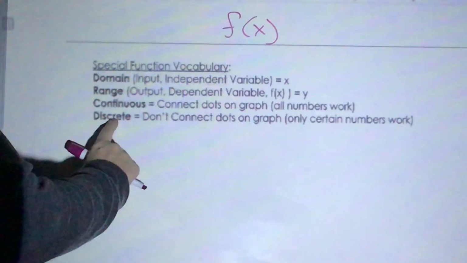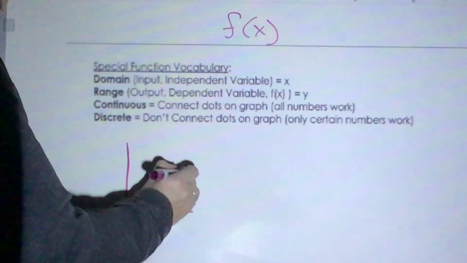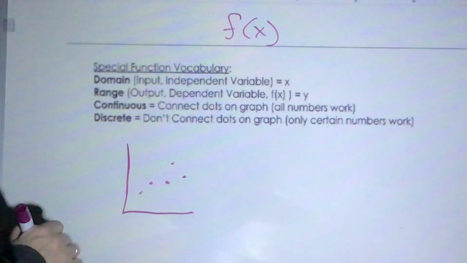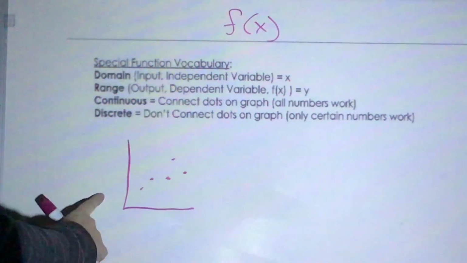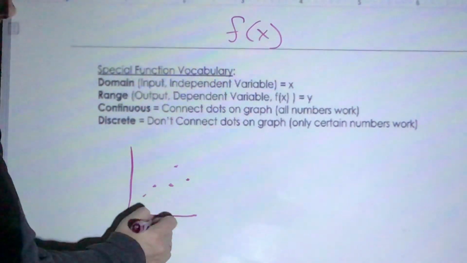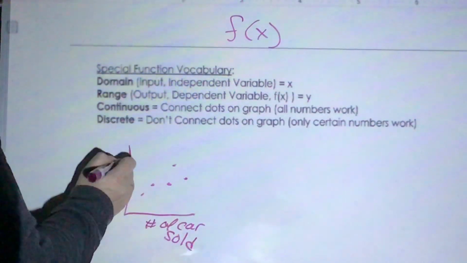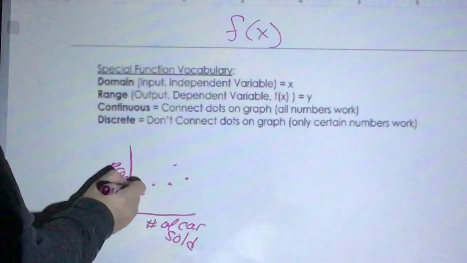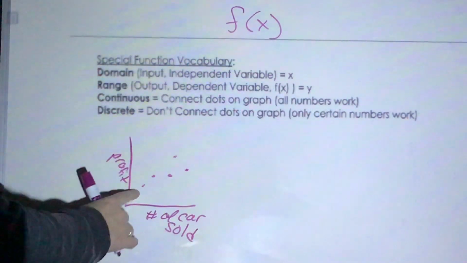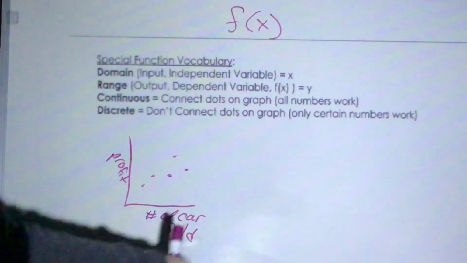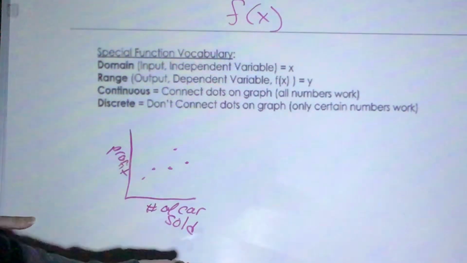Then these last 2 words, sometimes you see a graph and it's just a collection of dots, and some of you like to try and connect the dots, but sometimes a graph shouldn't be connected because not everything works. So if you were graphing number of cars sold versus profit, you technically shouldn't connect these because you can't sell 1.5 cars. You can only sell actual numbers of cars. You can't sell all the fractions in between. So this would be a situation where technically you shouldn't connect it.